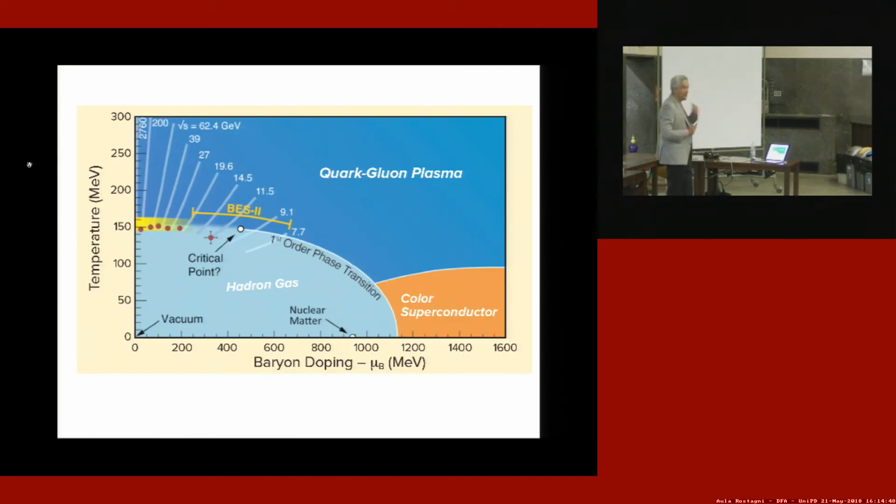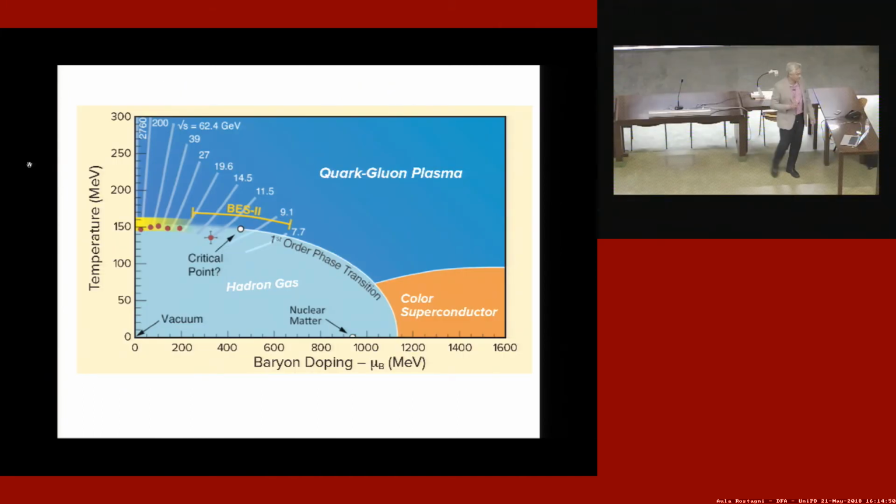So to end this part of the talk, I hope I've given you a sense of one of the what-next questions. How do you dope the plasma? How do you look for interesting phenomena as you do? And in so doing, map the phase diagram of QCD. The next time Francesco invites me back, I should be able to tell you whether there is or isn't a critical point in this region.